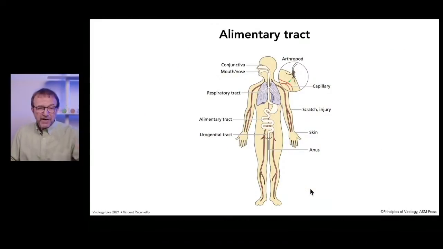The alimentary tract is also fair game for reproduction. It's also lined with epithelial cells, as we'll see. Typically, the small and the large intestines are sites of entry. And remember, the stomach is highly acidic, and so many viruses are immediately inactivated in the stomach.